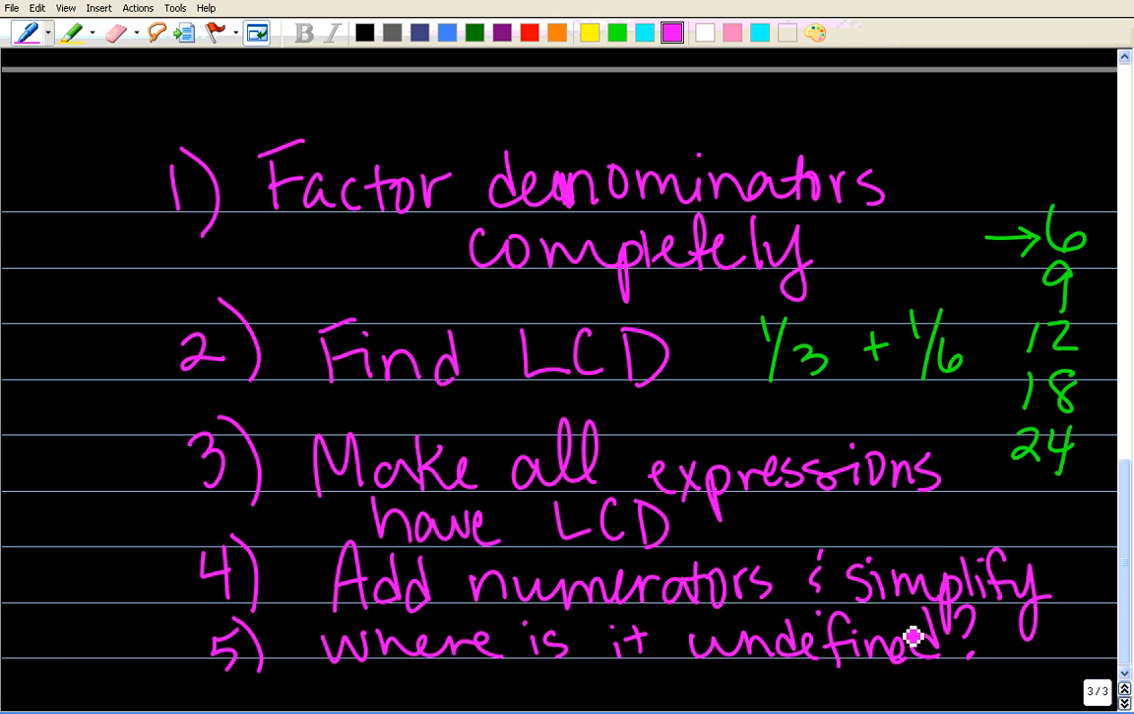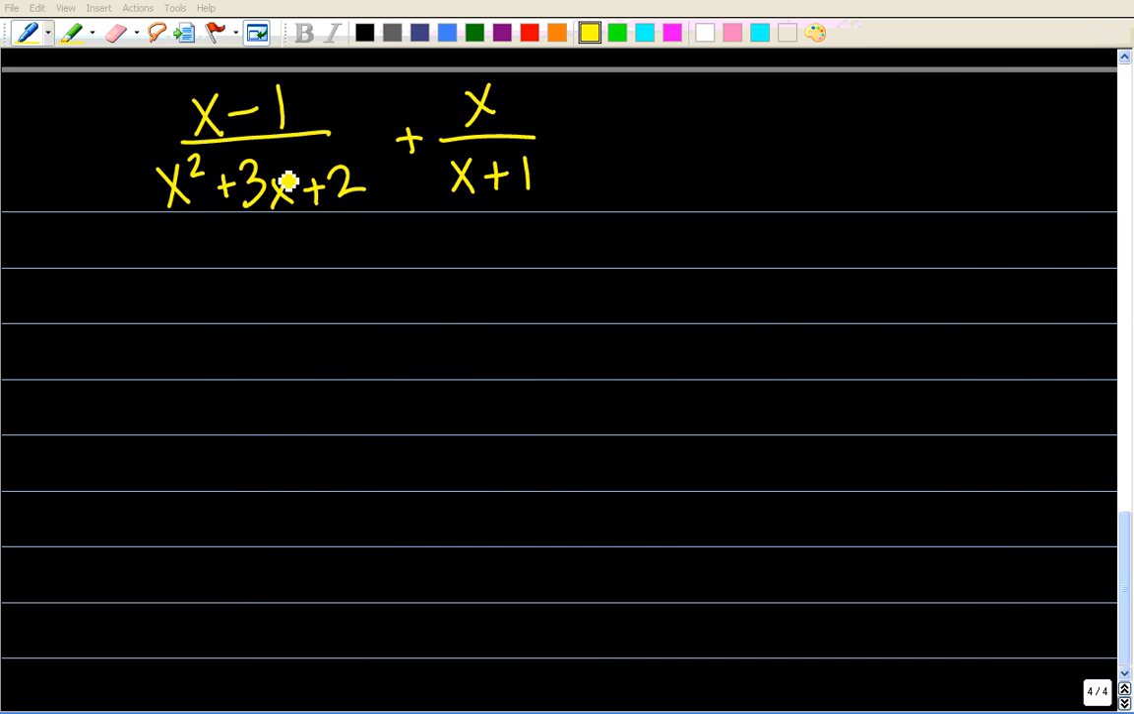Sorry if my handwriting's a bit messy. Okay, let's look at an example. Okay, so we have (x minus 1) over (x squared plus 3x plus 2) plus x over (x plus 1). So we're just going to follow the steps that I wrote down on the previous little screen there. And the first step would be to factor the denominators completely.